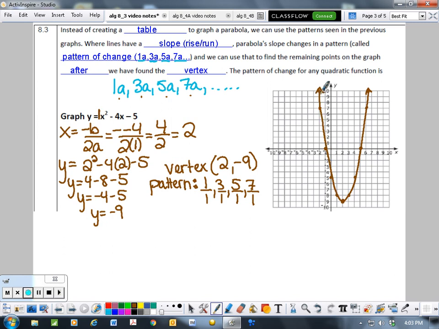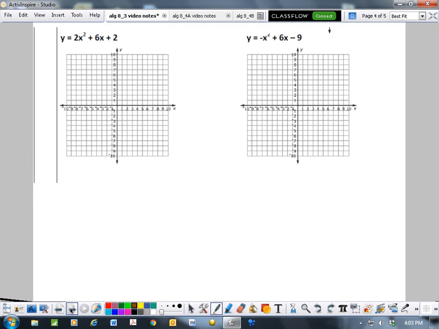So now we're going to keep practicing. So next one, let's go ahead and find our vertex. X equals negative b over 2a. Whew, I forgot to change this one. So this becomes negative 6 over 4, which is negative 1.5.